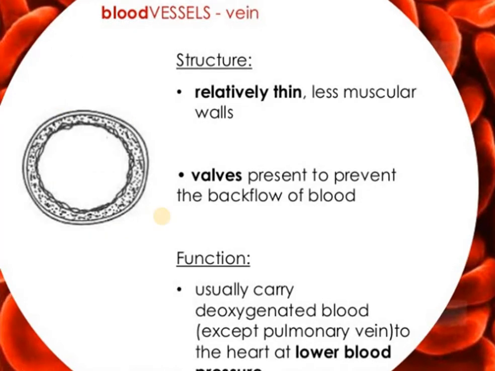So this is the structure of the vein. It has relatively thin, less muscular walls, and there are valves present in it. The valves are responsible for the unidirectional flow of blood. I mean to say that these valves prevent the backflow of blood. The veins have quite low blood pressure, and this low blood pressure may cause backflow of blood, which is prevented by these valves present in the veins.